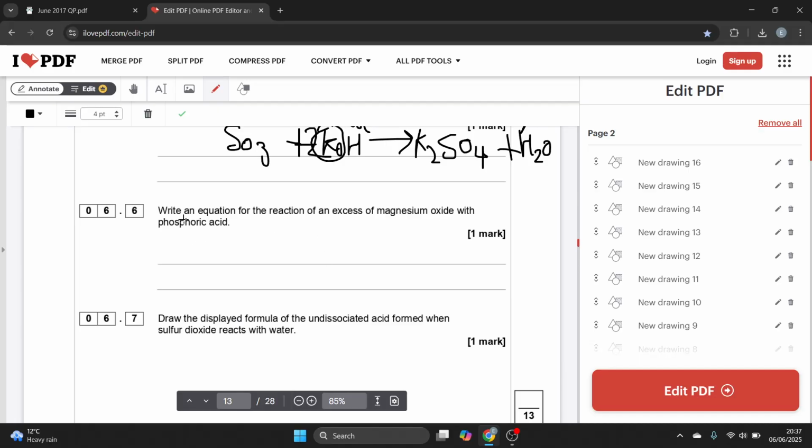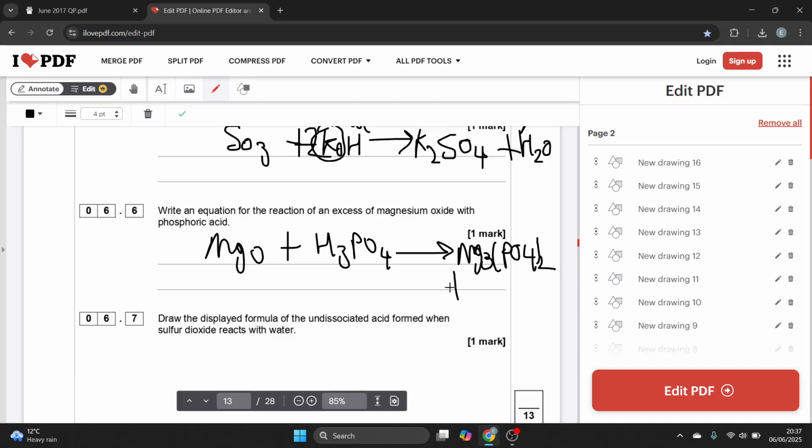Okay, perfect. Write an equation for the reaction of X, magnesium oxide, with phosphoric acid. So magnesium oxide, MgO, and phosphoric acid, H3PO4. So I'm just going to form Mg3(PO4)2. Now this is the hard part students struggle with: how many water molecules I'm adding? Well, let's just think about it. I've got 9 oxygens on the right hand side, and I've only got 5 on the left hand side.